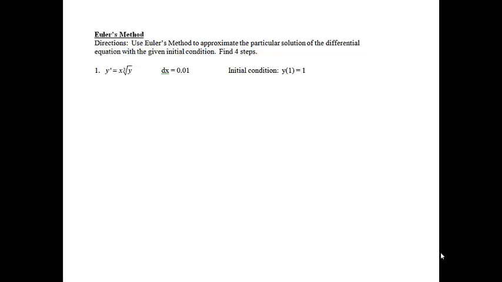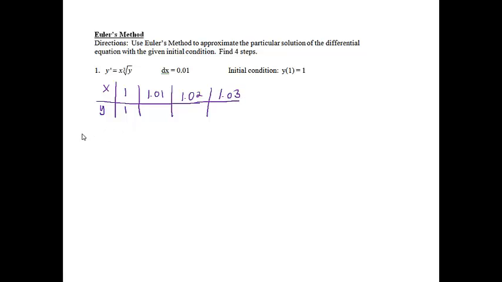Euler's method. Directions: use Euler's method to approximate the particular solution of the differential equation with the given condition. You find 4 steps, so we'll have 4 x and y values all together when we do this. The first thing I'm going to do is make my table, starting with my initial condition, which is 1, 1. Since I'm going in steps of 0.01, I'm going to have 1.01, and then 1.02, and then 1.03.